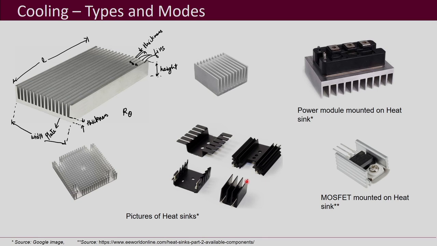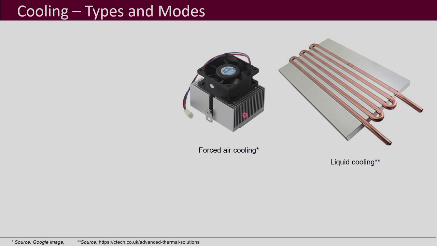And many times people don't additionally attach another heat sink. Instead, they also use the enclosure of the converter as a heat sink. So in the enclosure itself, fins are put and an arrangement is made such that it acts like a heat sink, and that is also used for cooling. Now there are different types of cooling. One can be natural cooling.